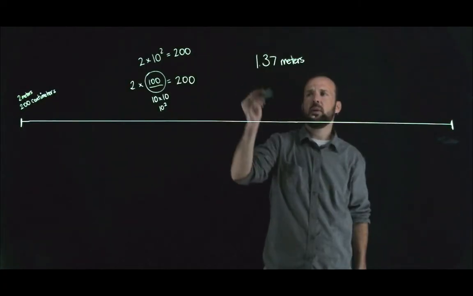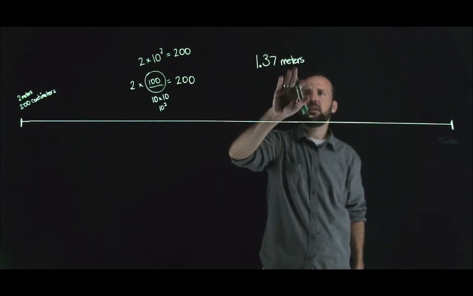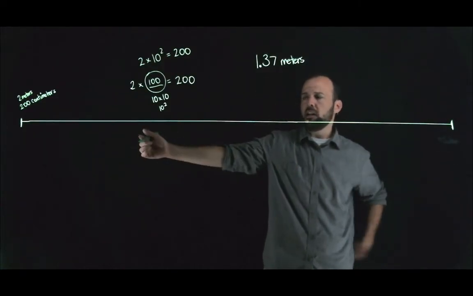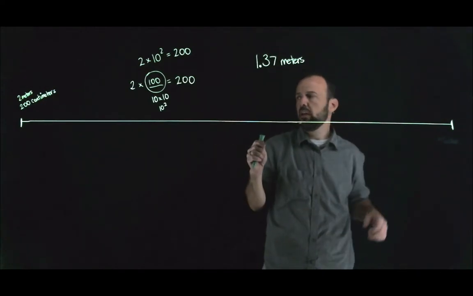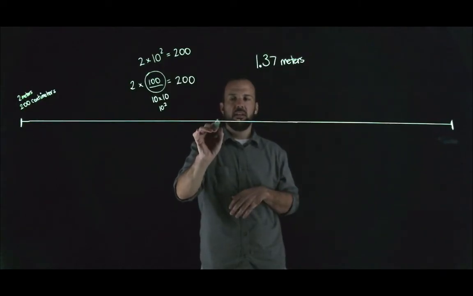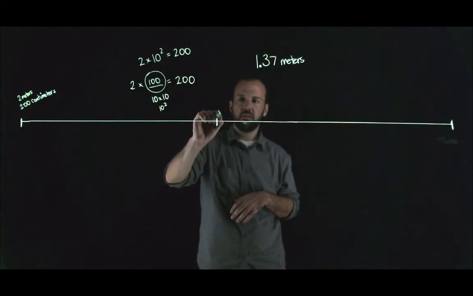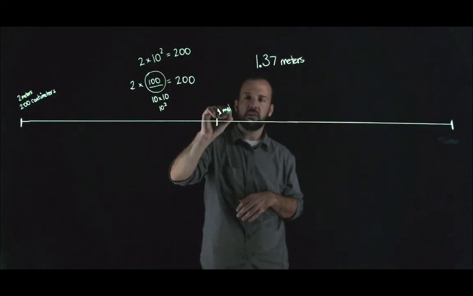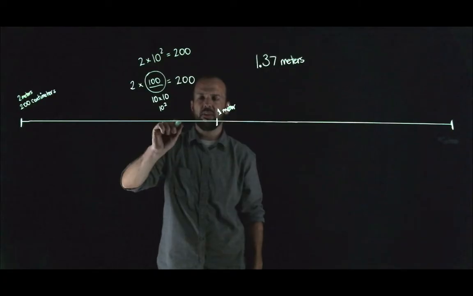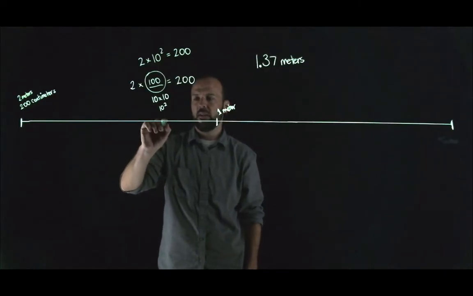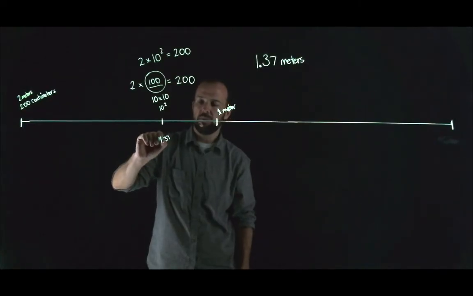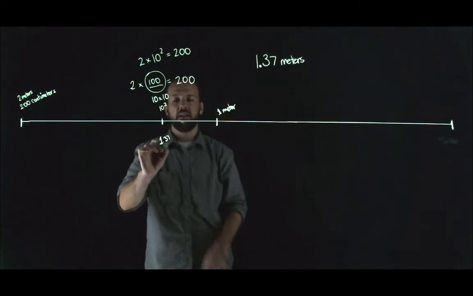All right, so I have 1 and 37 hundredths meters, 1 and 0.37 meters. Okay, so on my 2 meters that I drew on the board here, I know it's going to be more than 1 meter, so it's going to be more than halfway. So let's say that this is 1 meter here, which might not be exact, but it's close enough. So 1 and 37 hundredths is probably going to be, let's say, in here somewhere. So that's where my measurement would sit.